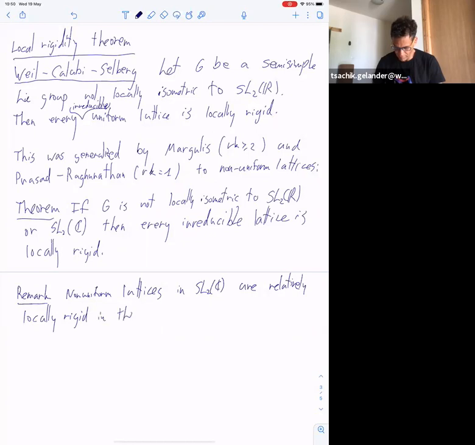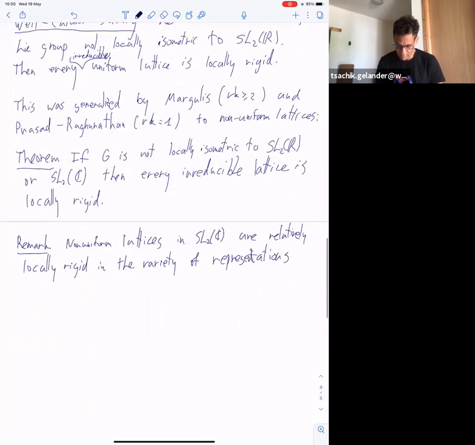In the variety of representations that preserve unipotency, so that they send unipotent to unipotent. So what do I mean by that?